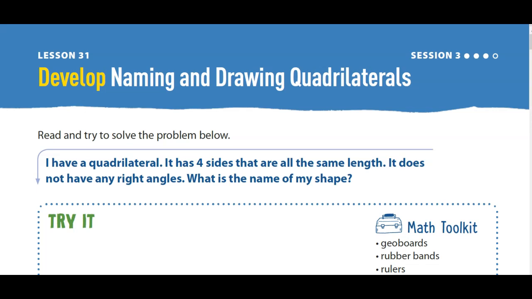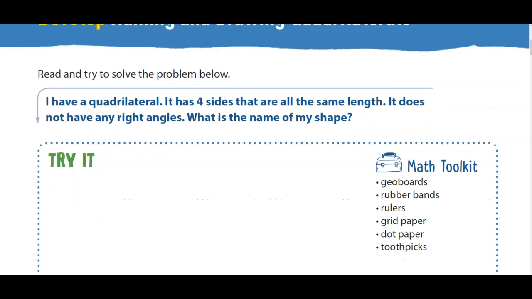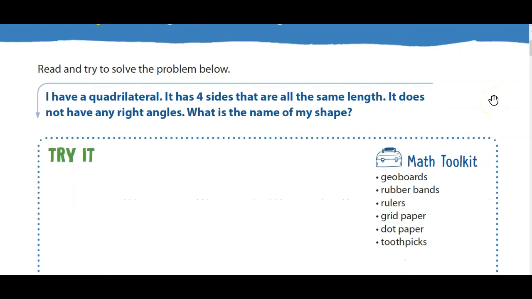Alright guys, so this is lesson 31, section 3, naming and drawing quadrilaterals. Again, quadrilaterals are shapes that have four sides and four angles. So I have a quadrilateral. It has four sides that are all the same length. It does not have any right angles. What is the name of my shape?